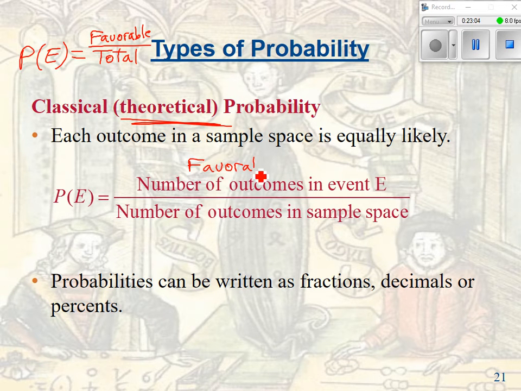Favorable, and you may have had teachers in the past that said on top was wins, something like that, what you want to occur. We're not going to say wins because that gets confused with odds, which we'll get to here in just a minute.